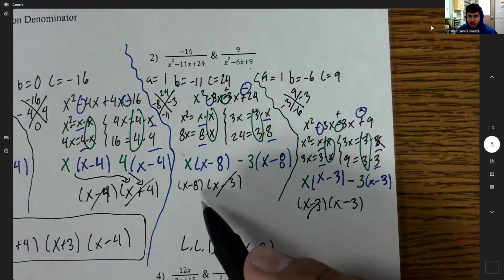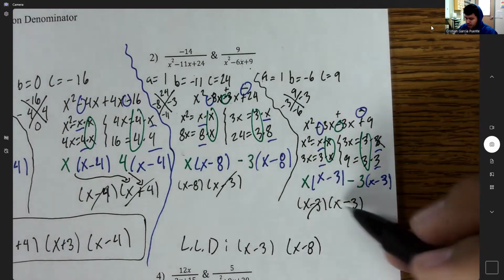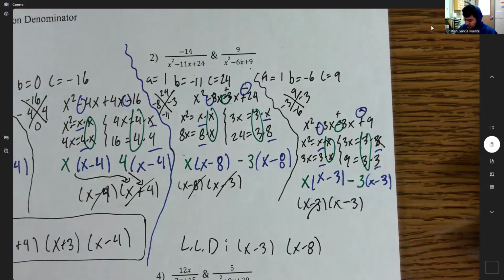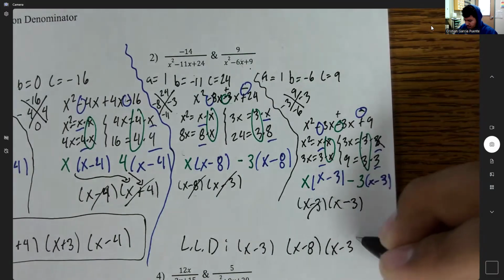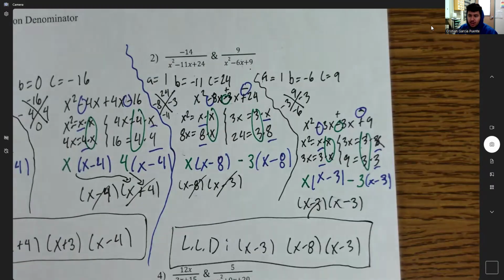Now on the left, what have I not used? An x minus 8. And on the right, what have I not used? An x minus 3. And then that's it. You're done for LCD. You're done. Nothing else to do.